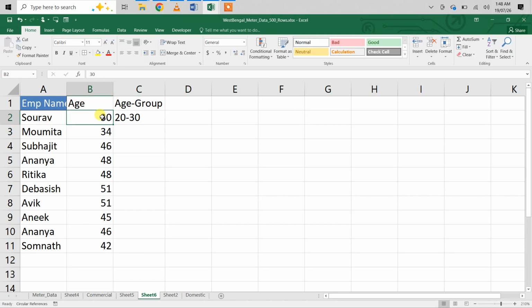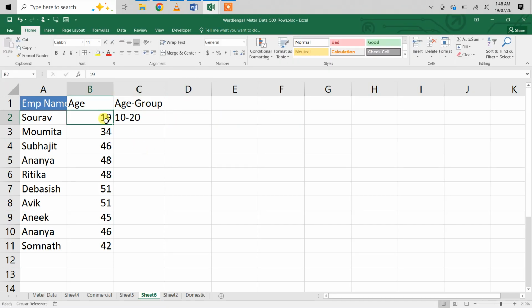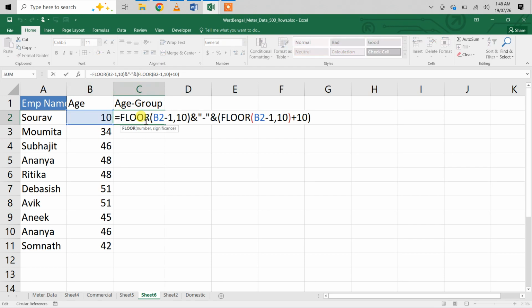Now if I type the value 29 in here, it would be 20 to 30, but if I type 19, it would be 10 to 20. So again let me evaluate the formula. 19 minus 1 is 18, so maybe I should give a value of 10, it would be clearer. So 10 is 0. Why I am giving this minus 1, I am trying to explain that particular fact.